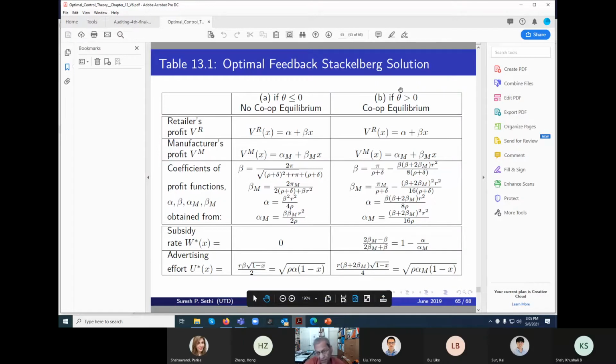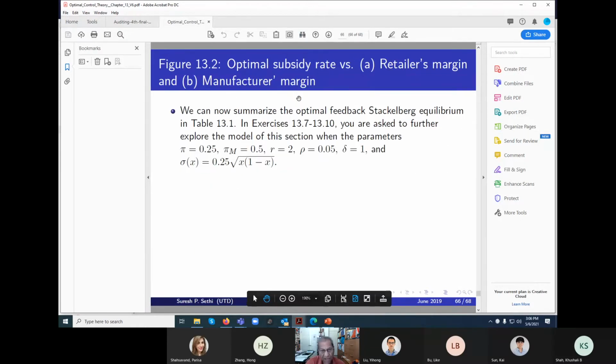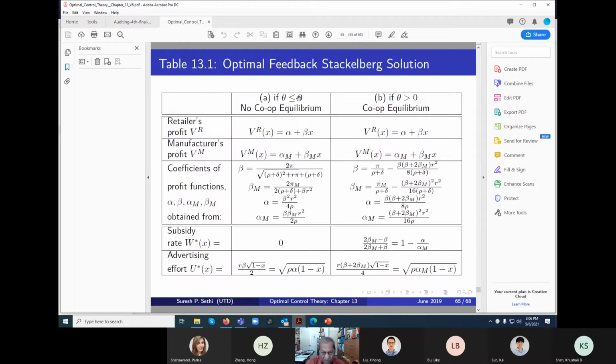If theta is bigger than 0, then these are the value functions. Alpha, beta, and all of these are given by these four equations, which can be solved by using a cubic equation. Then we know that this is the subsidy rate. Subsidy rate is less than 1, and it is certainly not 0 anymore. And this is the advertising effort. So the entire landscape is clear in this table. And we can now do some numbers.